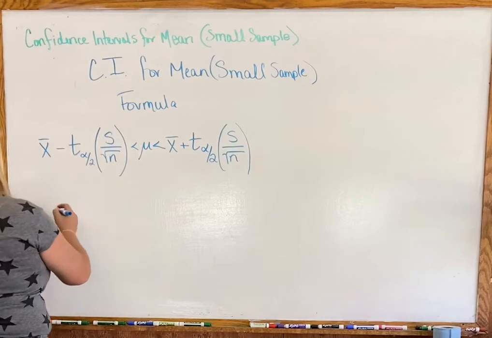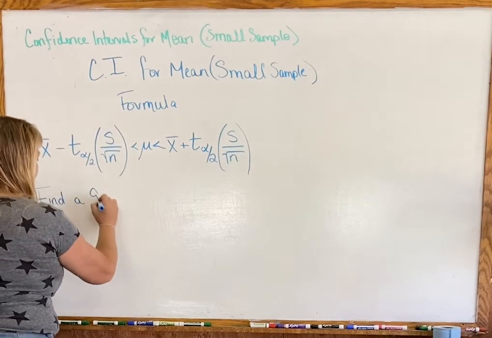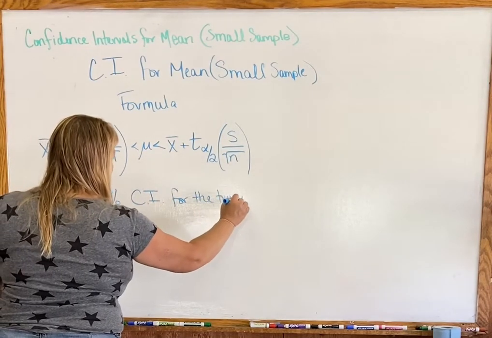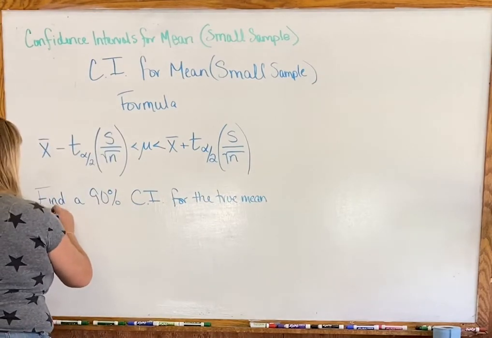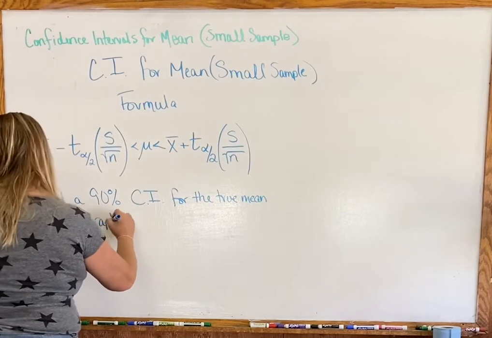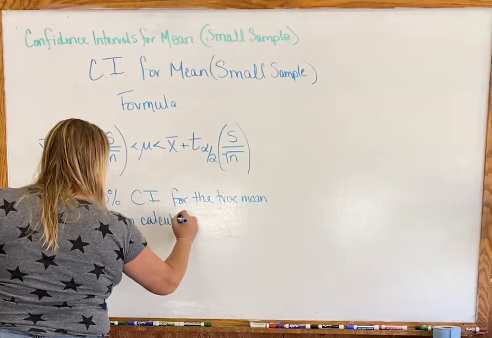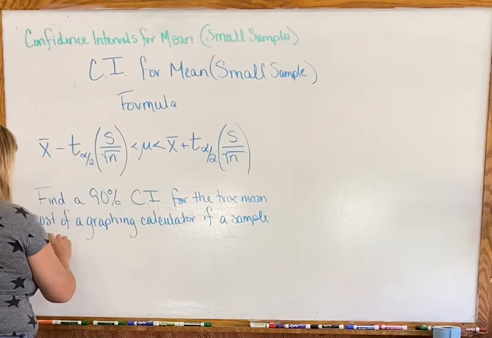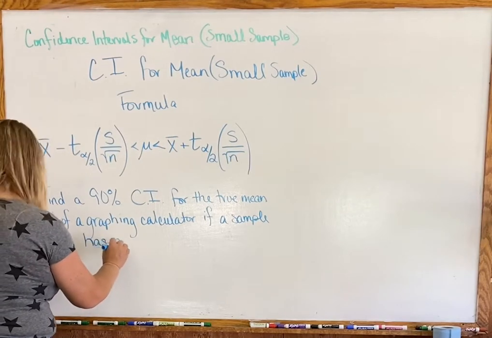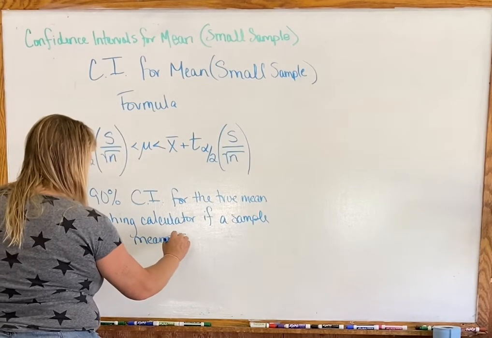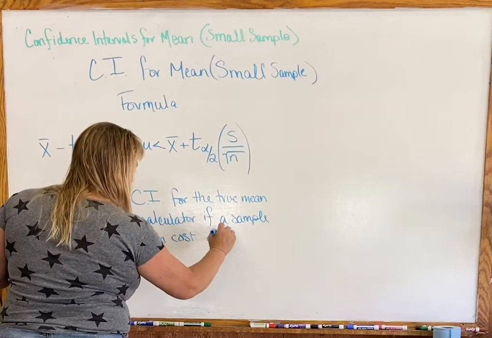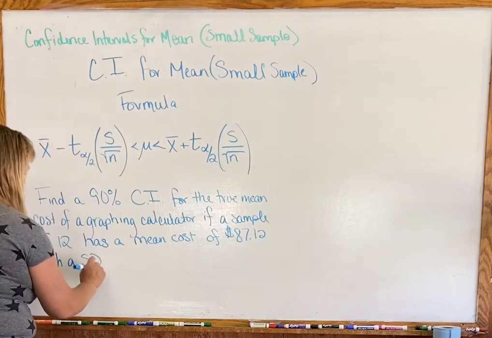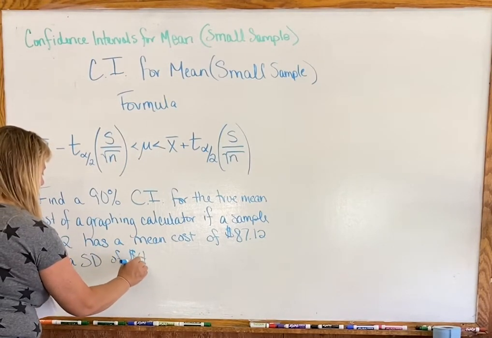So let's see what we got here. So this says, find a 90% confidence interval for the true mean cost of a graphing calculator if a sample of 12 has a mean cost of $87.12 with a standard deviation of $4.86.